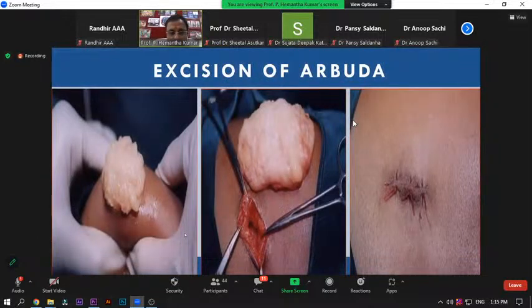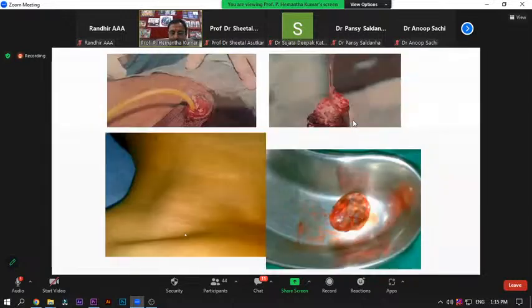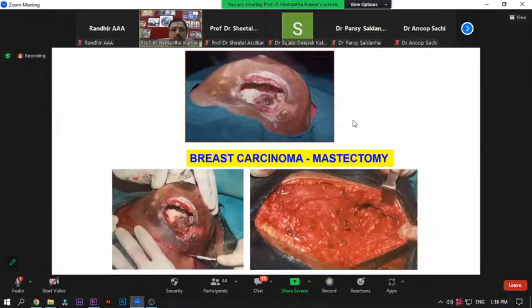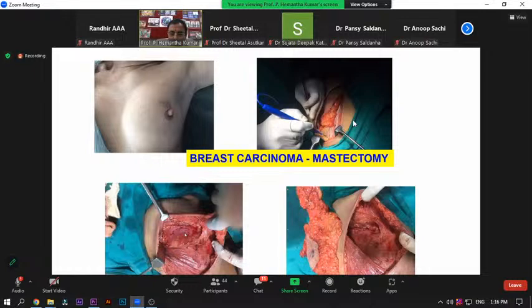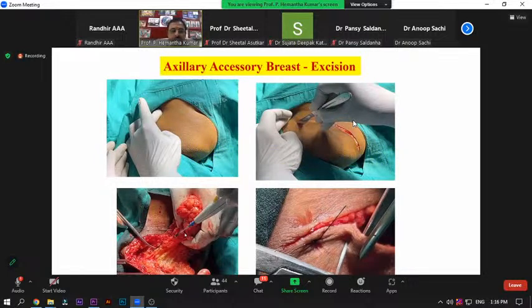See, these are some of the benign tumors we operated: benign tumor of lipoma, excision, and benign tumor of neuroma at brachial plexus. And malignant tumor of the carcinoma, you can go for penile amputation under local anesthesia, and breast carcinoma, mastectomy. See, another case of breast carcinoma, mastectomy. Axillary accessory breast. Actually, it is just like a lipoma. It is a fat tissue. It looks like a separate accessory breast at the axilla, and we excised it.